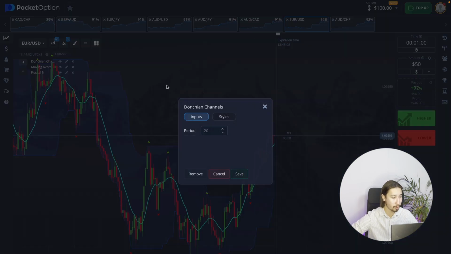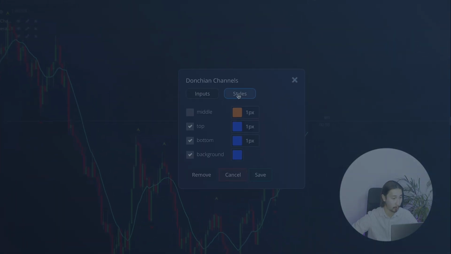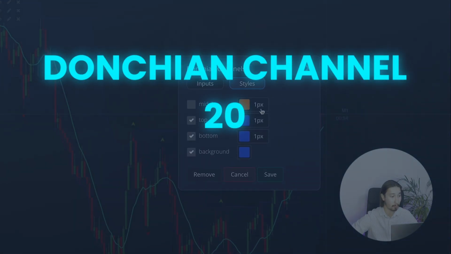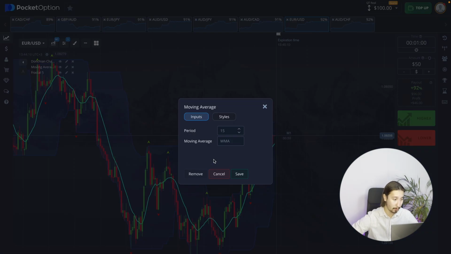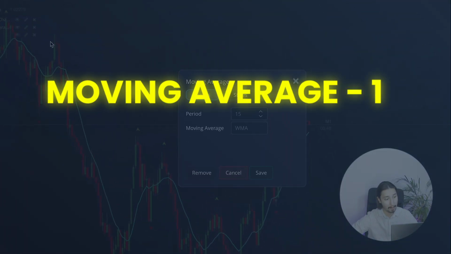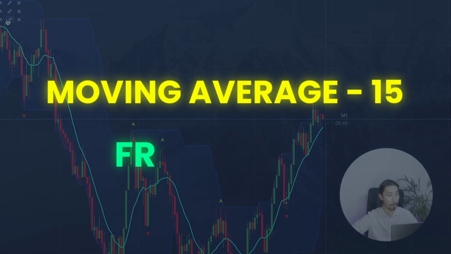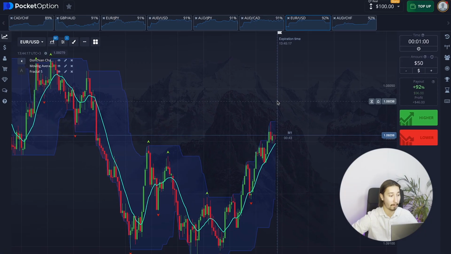Alright, I came to a conclusion we need the Donchian channel with a period of 20, and on this indicator we'll remove the moving average, right? Remove it. And instead of it, I will have a weighted moving average with a period of 15 and a fractal indicator with a period of 5.